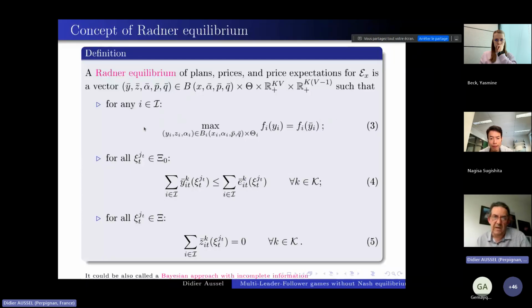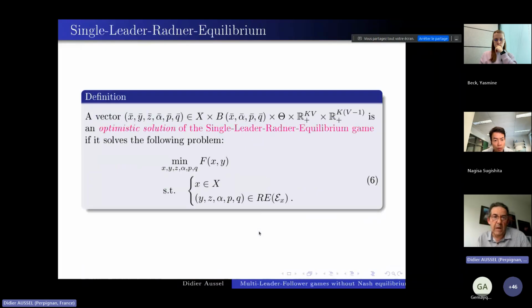If you have a look at the three here, what is this? This is more or less a Nash. But actually you have another step, and this step is a kind of clearing. So you have a kind of Nash and there is a clearing. And this is, of course, for any possible state of the world, right? Sometimes it is also called a Bayesian approach with incomplete information. And then what we are looking for is this bi-level optimization in which a leader takes decision X, knowing that the rest of the variables will be a Radner equilibrium, depending on X and thus also on the state of the world.